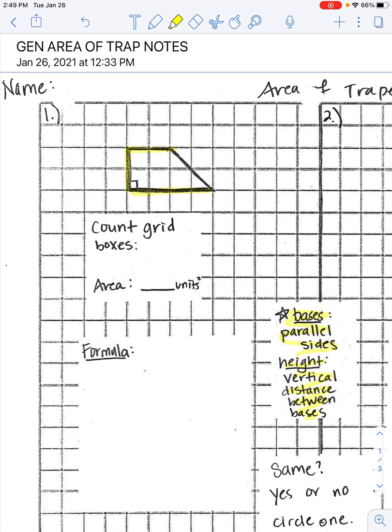So if you're looking at this grid paper, I'm going to erase my highlights. We're going to start off by counting the bases. If you look at this base, it is 1, 2, 3, 4 units. The other base is 1, 2 units. And then the height, I'll do in a different color, the height straight up and down is also 2 units.